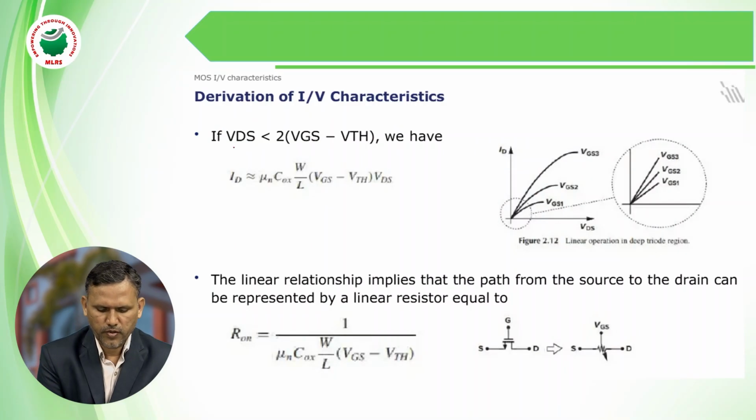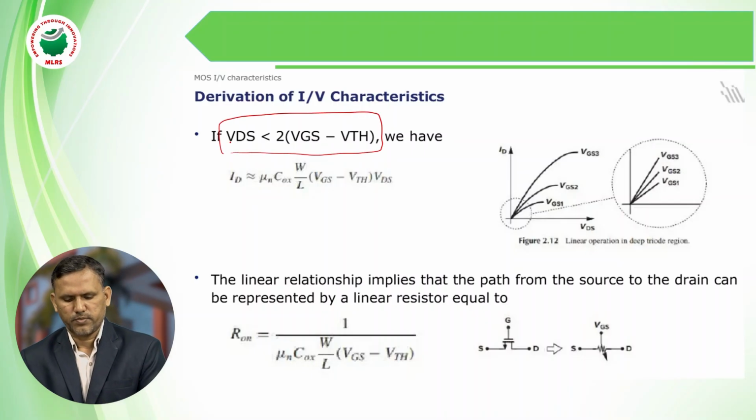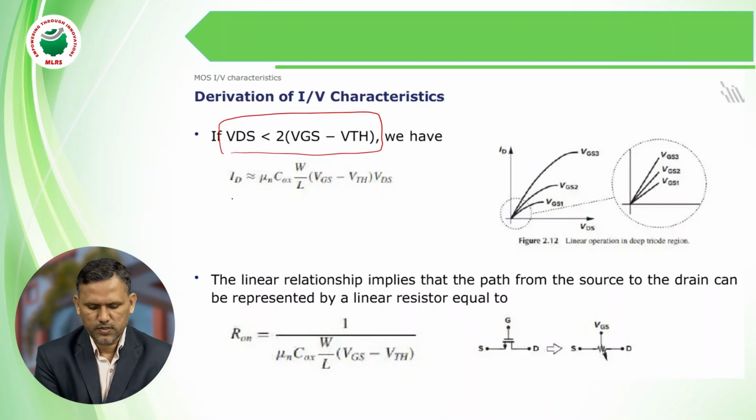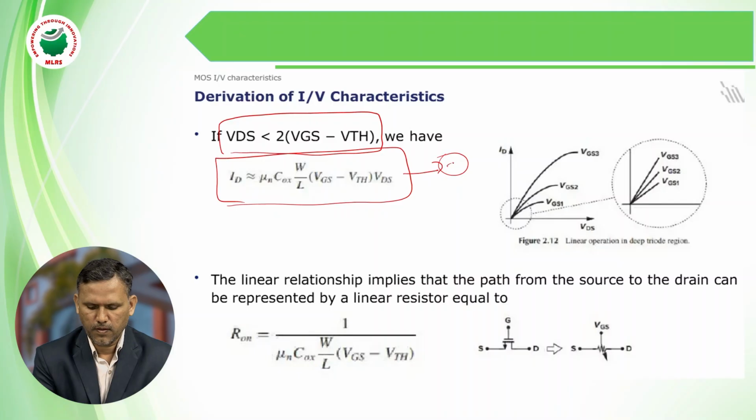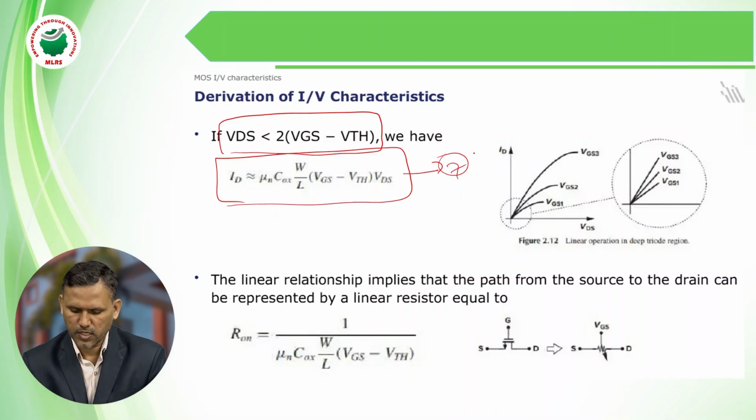So if you apply VDS greater than 2 times VGS minus VTH, then we have this approximated current equation, the diode current equation. So in this case, you can observe the linear relationship between VDS and ID. Thus, which is a path from the source to the drain represented by a linear resistance equation.